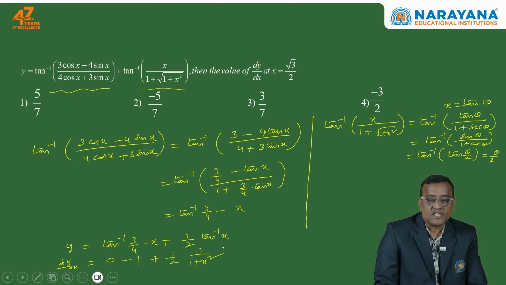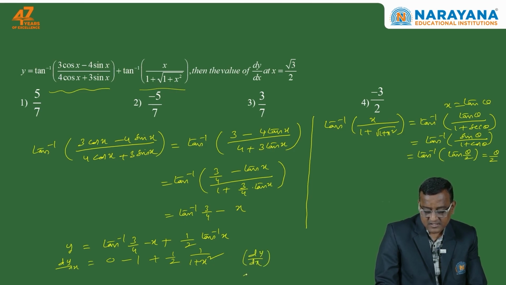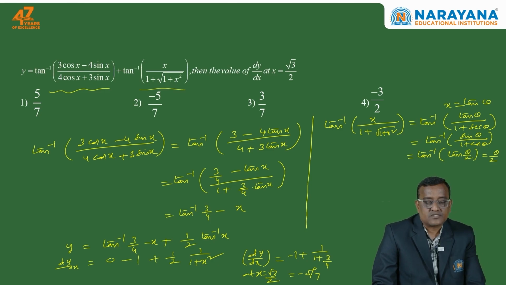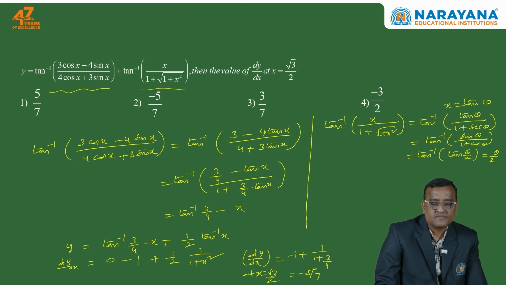Now we want dy by dx at x is equal to root 3 by 2. So substitute x equals root 3 by 2. So dy by dx at x is equal to root 3 by 2 is minus 1 plus 1 by (1 plus 3 by 4). This is minus 5 by 7. Just simplify the two expressions given, then finally you get a simple expression y, then directly differentiate and substitute x equals root 3 by 2. Okay.